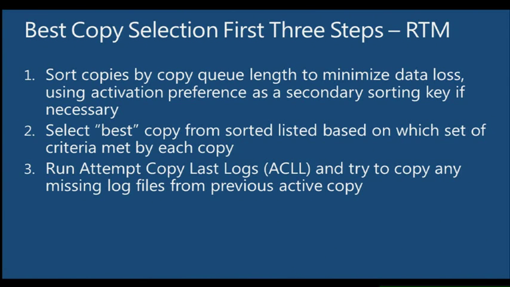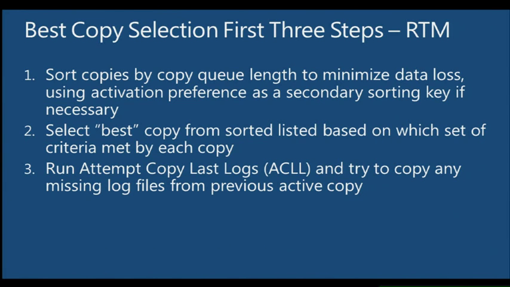If you think about the process that Active Manager goes down, you can actually boil it down to 4 steps. So these are the first 3. It's only going to be the first step that will change. But in RTM, the way it works now is that when we have a failure that affects an active copy of a database, we look at all the possible passive copies that we have to activate them, and then we sort them based on their copy queue length.